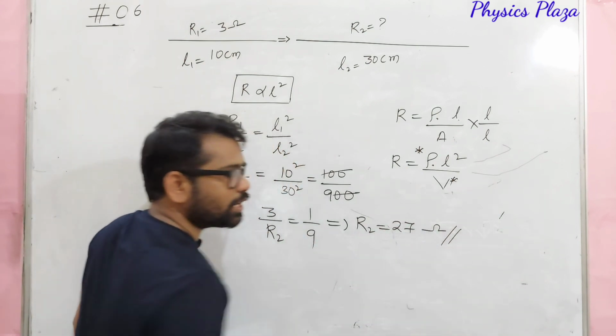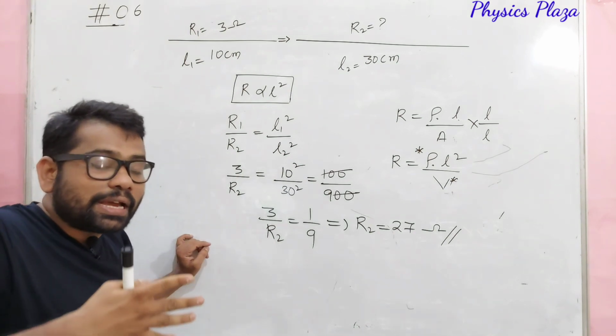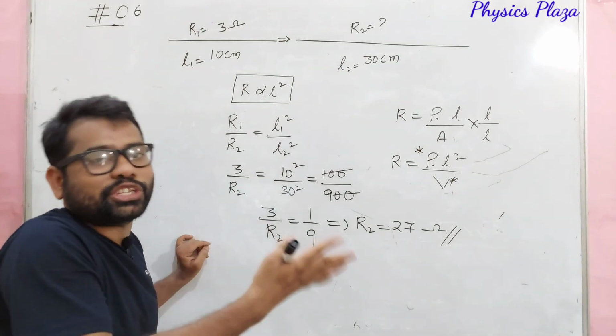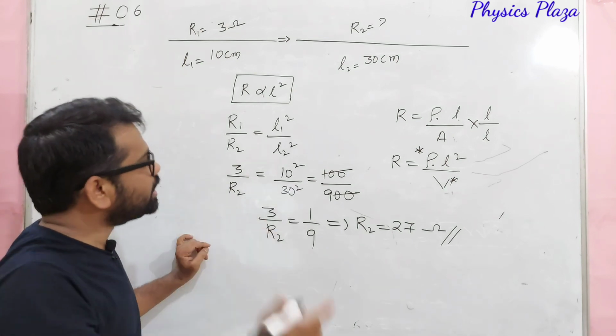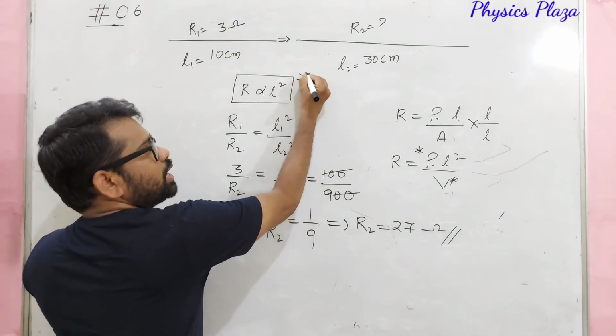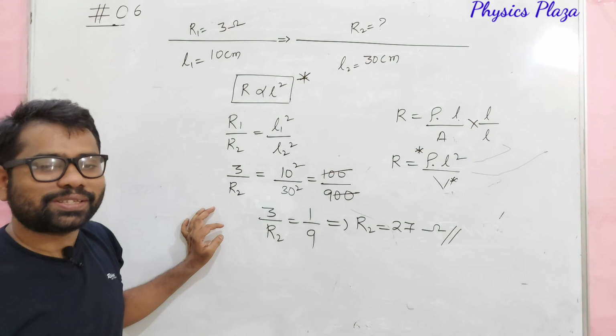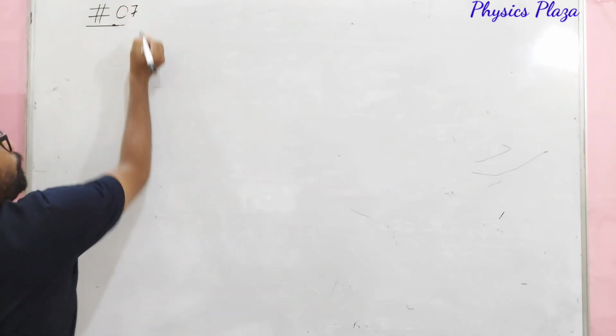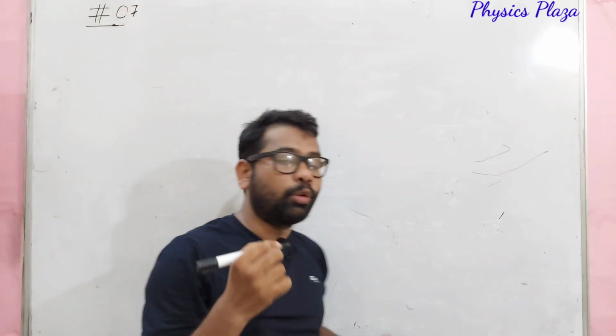So children, this is how we can calculate the resistance of the wire when it is stretched. Stretching case, children, stretching case only we have to use R is proportional to L square. Just copy it. So children, now we are going to do the numerical based on moment of force.